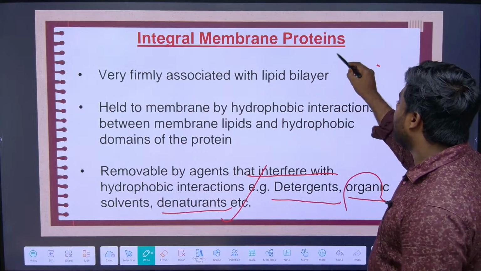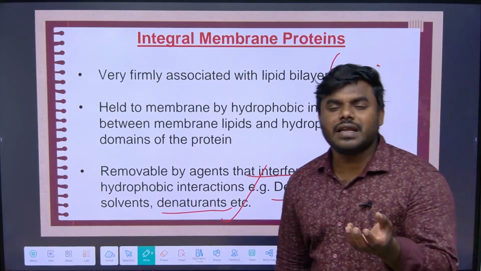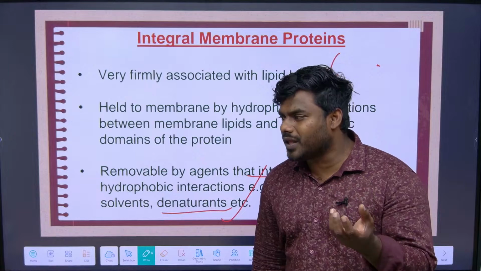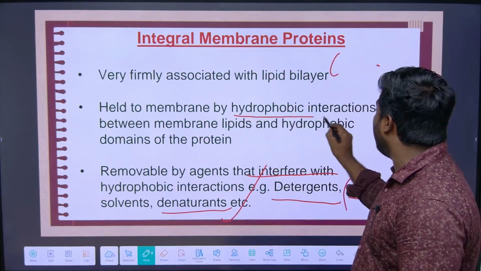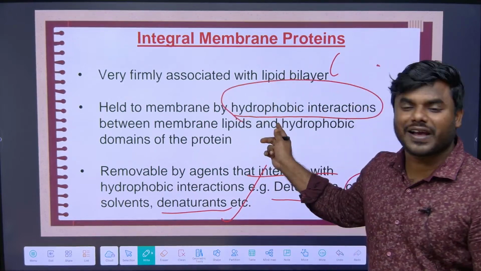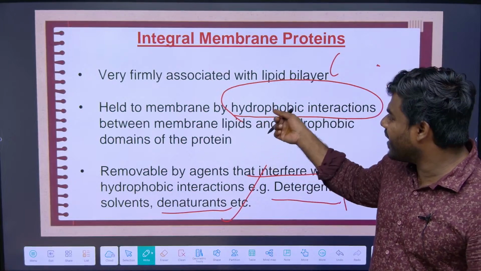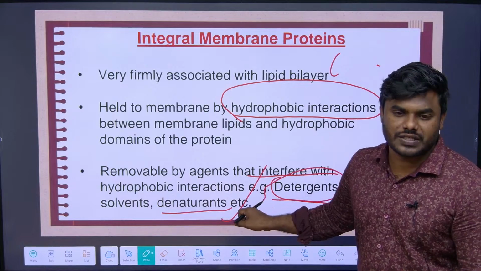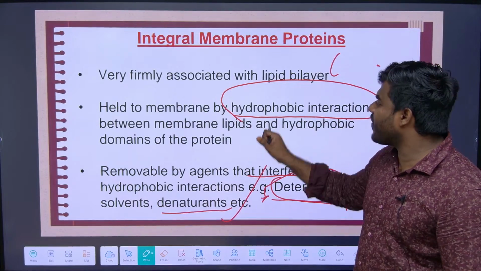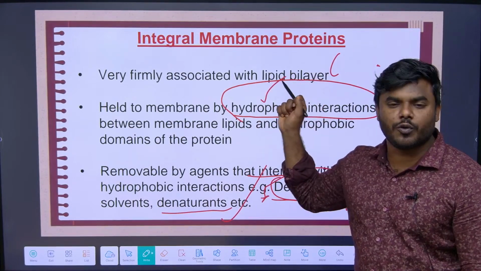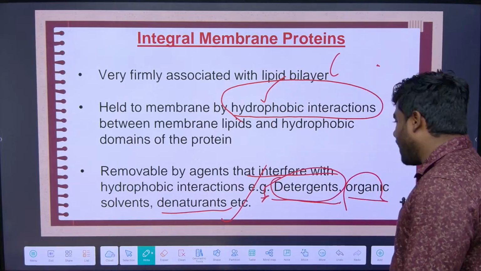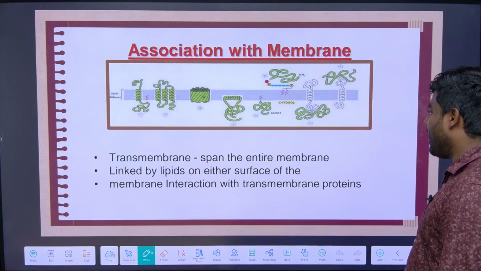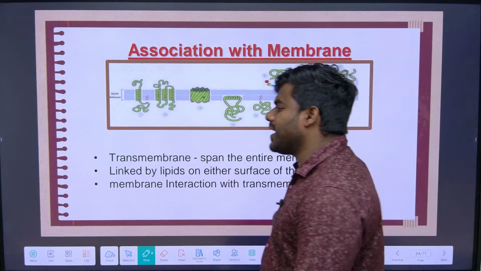When we use all these powerful substances, then only can we separate them very easily. Why? Because most of the integral proteins are associated with the plasma membrane via hydrophobic interactions. So in order to separate these hydrophobic interactions, mostly we have to use strong detergents. Detergents are most effective in removing the hydrophobic interactions. Now, does everyone understand this statement? This is also a very important statement.